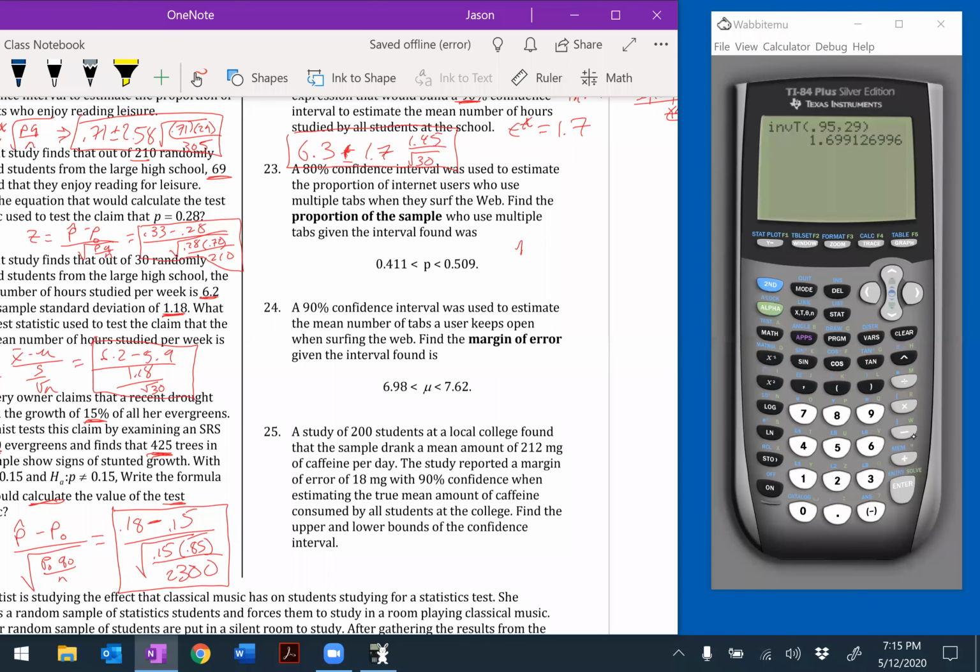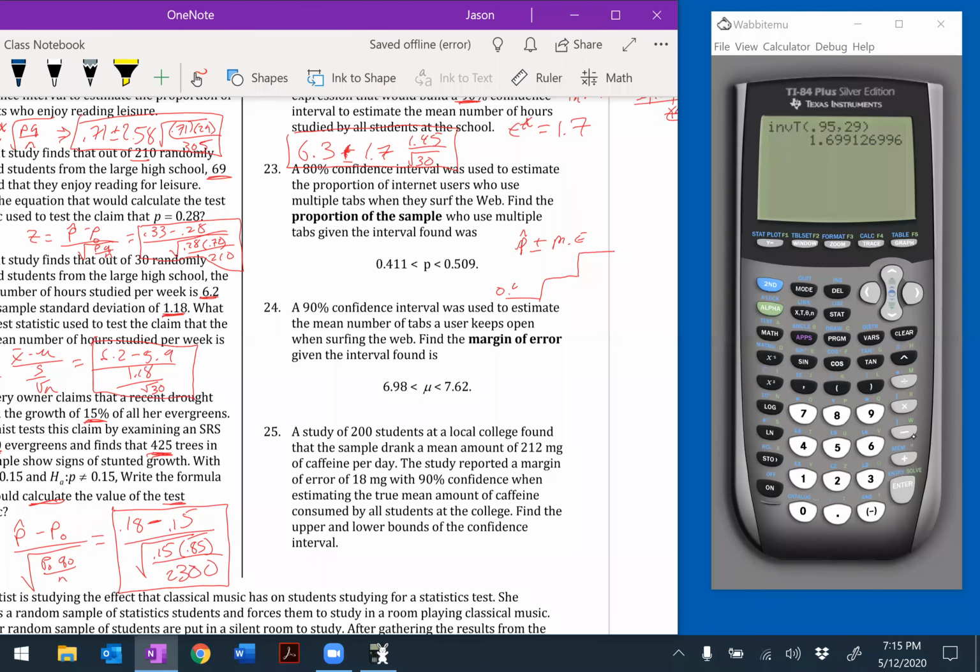We want P hat. What was P hat? Well, this was a confidence interval, right? So to find the confidence interval, we had to do P hat plus or minus the margin of error. Well, P hat's going to be right in the middle of these two values.